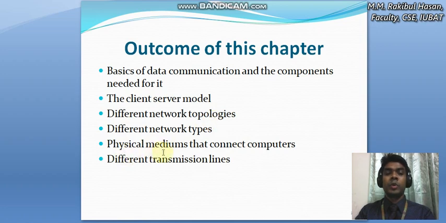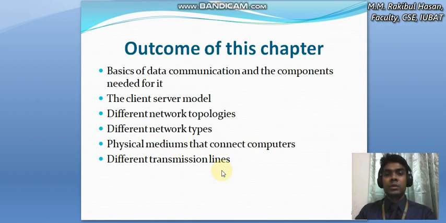We will discuss different communication media like magnetic medium, wire medium, wireless medium, as well as different transmission modes, you can say simplex, half duplex. So this type of thing we will discuss inside this chapter.